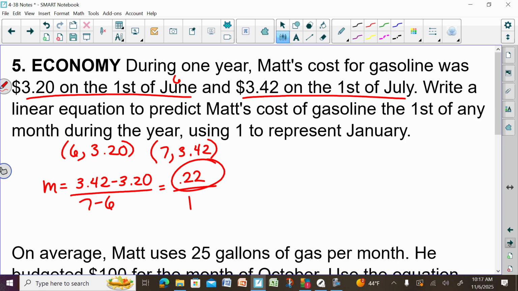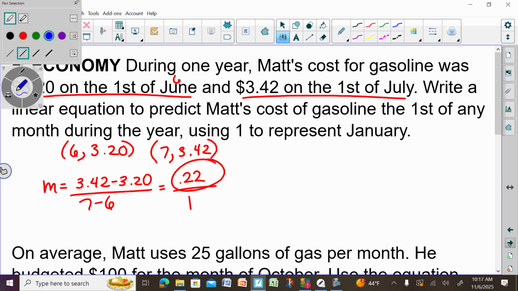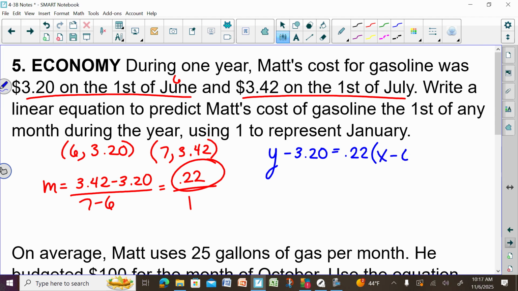And now I just need to put it into my formula. So when I do the formula here, I'm going to do y minus y. I'm just going to use the first one. Y minus $3.20 is equal to 0.22, 22 cents, x minus 6. See, the prices, we have to go back to January. We were given information in June. We got to go back to January. That's what this will do.